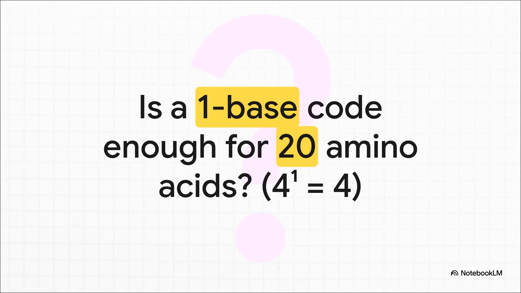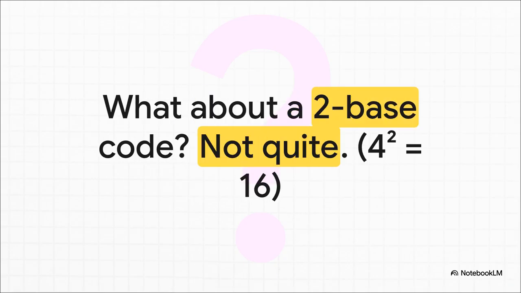So here's the puzzle that early life had to solve. You've got 20 different building blocks, amino acids, that you need to build proteins with. If you use a 1-letter code, well, you can only specify 4 of them. That's a non-starter. You're 16 short. All right, so what if we try a 2-letter code? That gets us 16 different combinations.